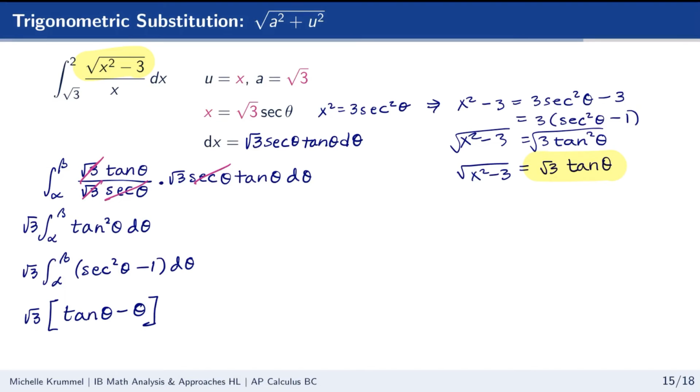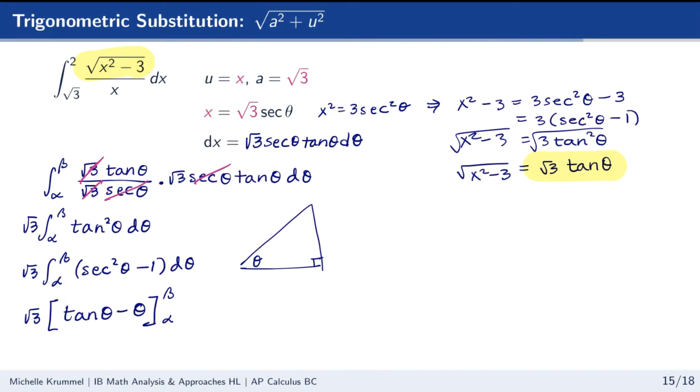From alpha to beta. So at this point, we are either going to have to convert the x equals 2 and x equals root 3 in terms of theta, or go back in terms of x. Let's just go ahead and go back in terms of x. So I'm going to make a triangle. It's actually not easier to go back in terms of x. I think it's the same amount of work either way. So it's completely up to you which way to do it.